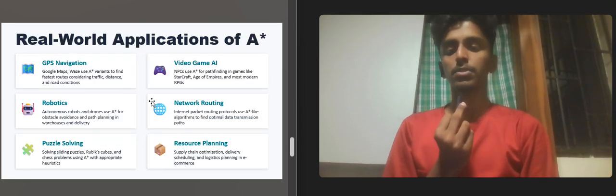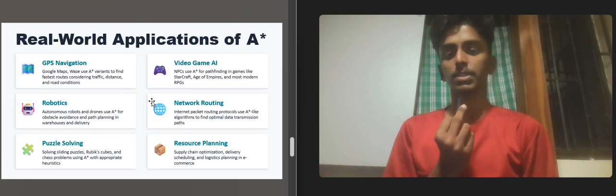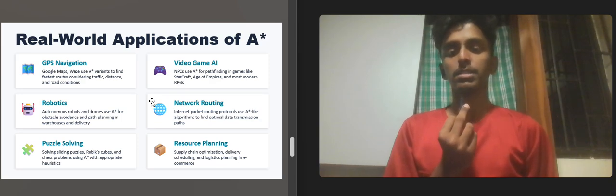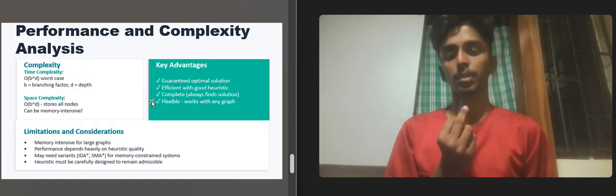A star is used in many real-world applications: in GPS navigation systems like Google Maps, in video games for character movement, in robotics for path planning, in networks for routing data, and even in solving puzzles and logistic problems.